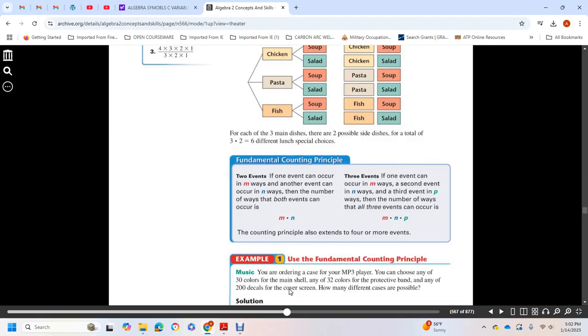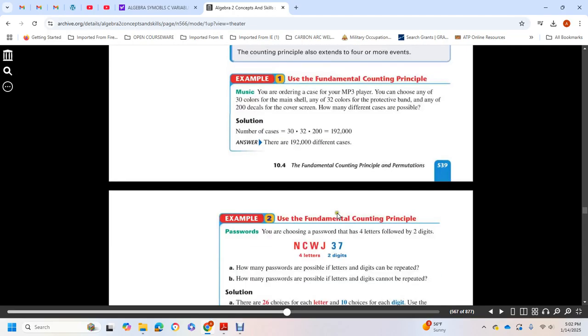For 3 events, if one can occur in m ways, the second event in n ways, and the third event in p ways, then the number of ways all 3 events can occur is m times n times p. The counting principle also extends to 4 or more events.